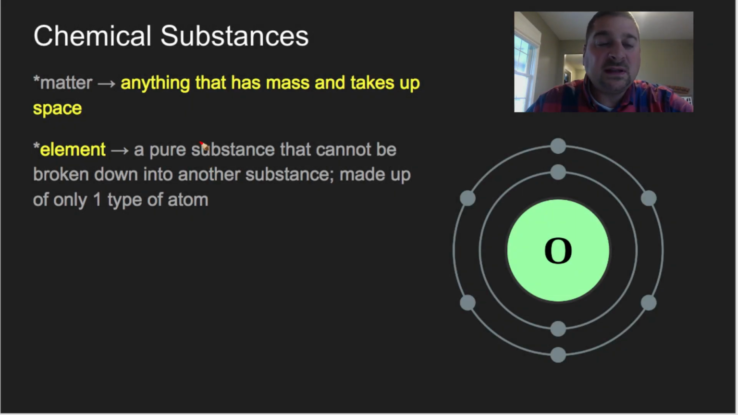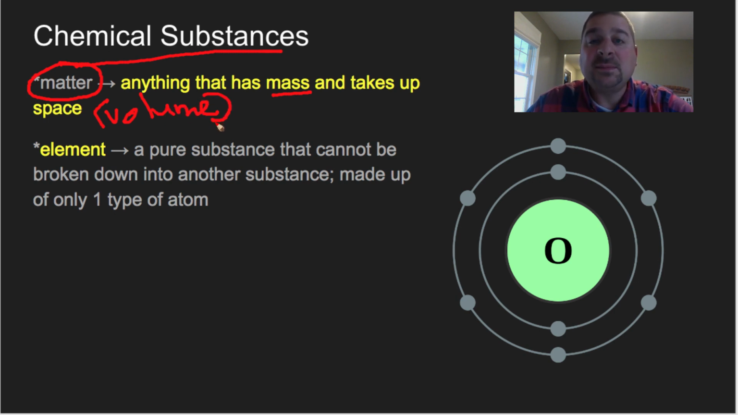Okay, one of the first things is we'll define what a chemical substance is. Most of us have seen this definition before for matter. Matter is anything that has mass and takes up space. Sometimes by take up space we mean volume. So it has mass and takes up space, or has mass and volume. So this would include solids, liquids, gases, even air. And then of matter, we start to classify or categorize them into elements.